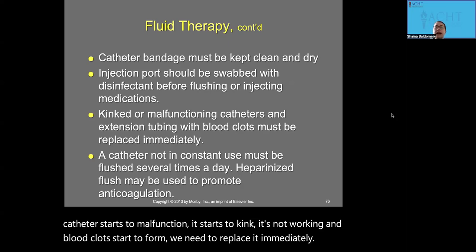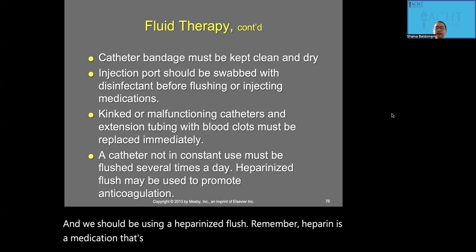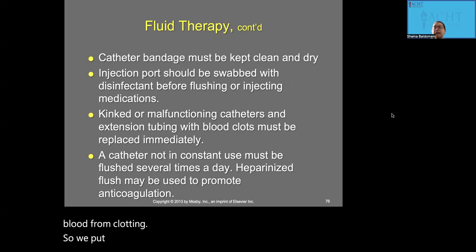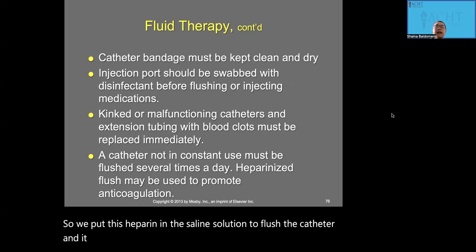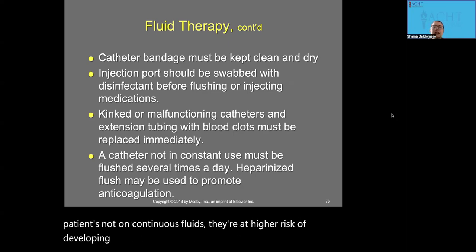And we should be using a heparinized flush. Remember, heparin is a medication that's an anticoagulant, which means that it stops the blood from clotting. So we put this heparin in the saline solution to flush the catheter, and it prevents clots from forming in that IV catheter. If the patient's not on continuous fluids, they're at higher risk of developing clots in their catheter.